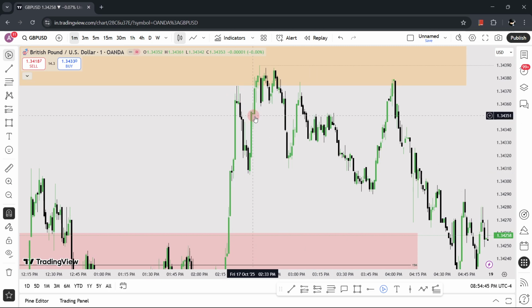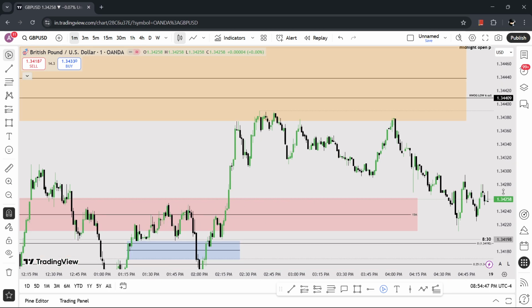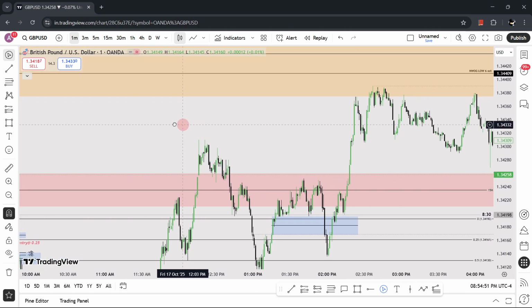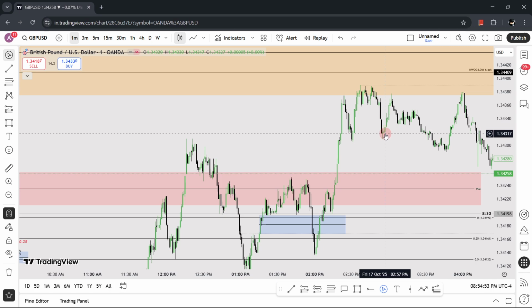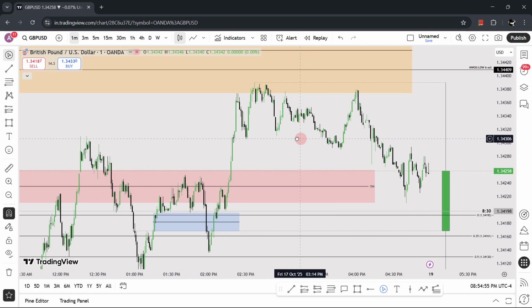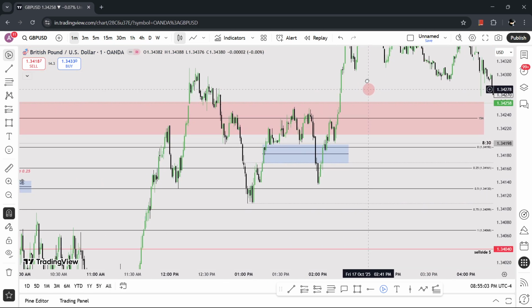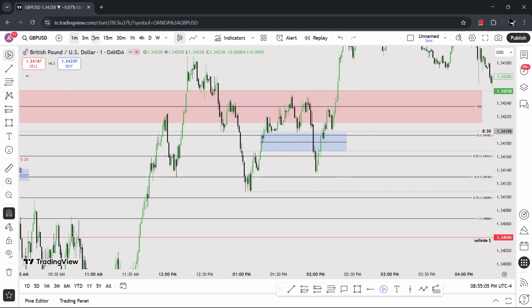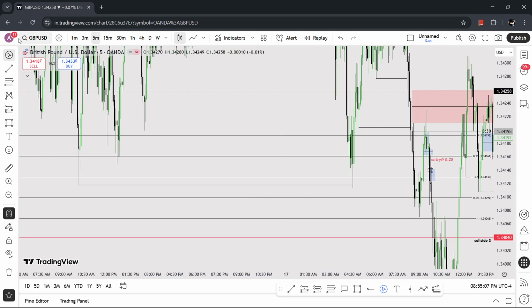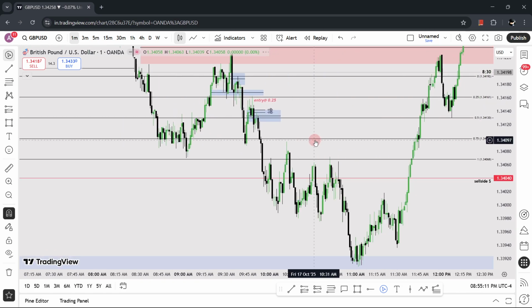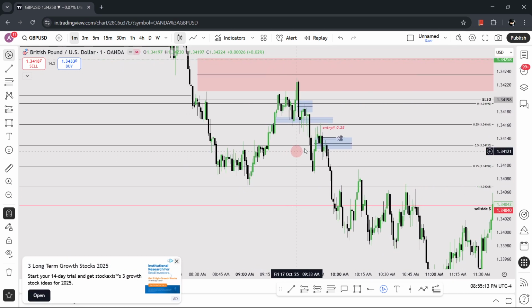It went all the way to that hourly fair value gap that we discussed here. That's it. The day ends here at 5:58. I think that's all for the video, guys. I think you got an understanding of it. If you need some screenshot or something, take it.